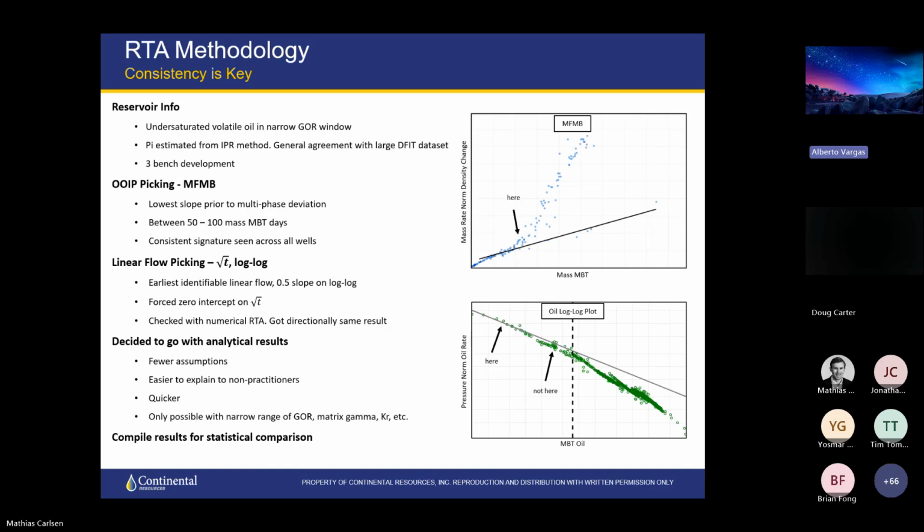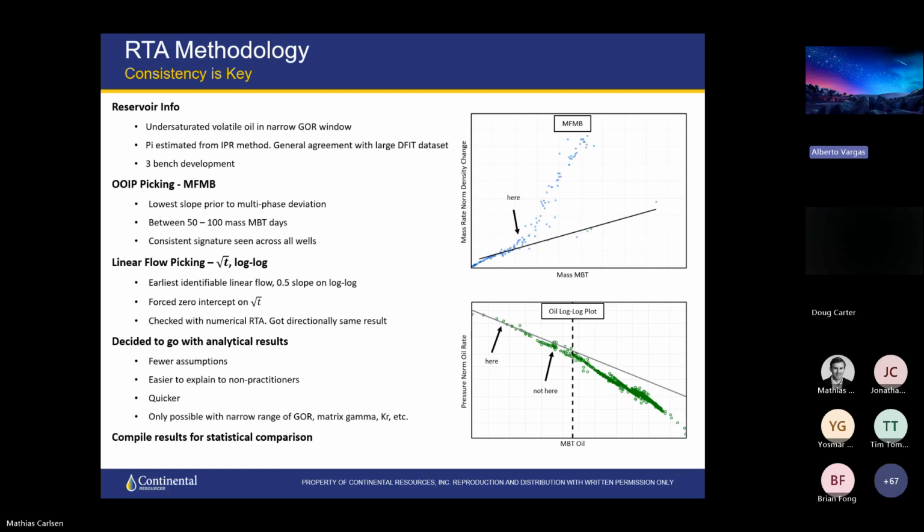So first off, on the multi-phase flowing material balance, the way I picked these plots was I kind of focused on this earliest shallow slope before you get a deviation with gas breakout. Generally, that occurred around 50 to 100 mass material balance time days in these wells. And that's a very consistent signature, at least for this asset. I do struggle with this plot a little bit, so I'd love to hear how others are using it. It seems like it can be very sensitive, but I was able to get some good results out of it for this project.